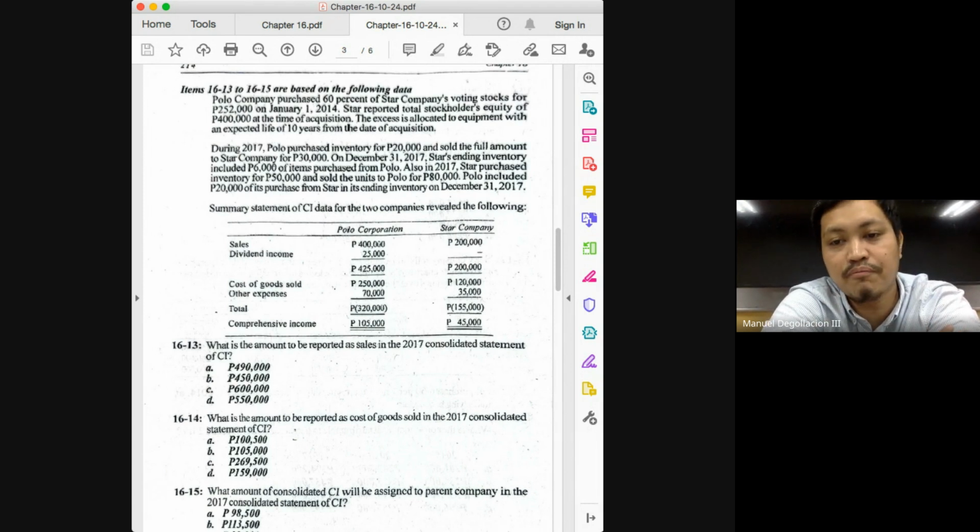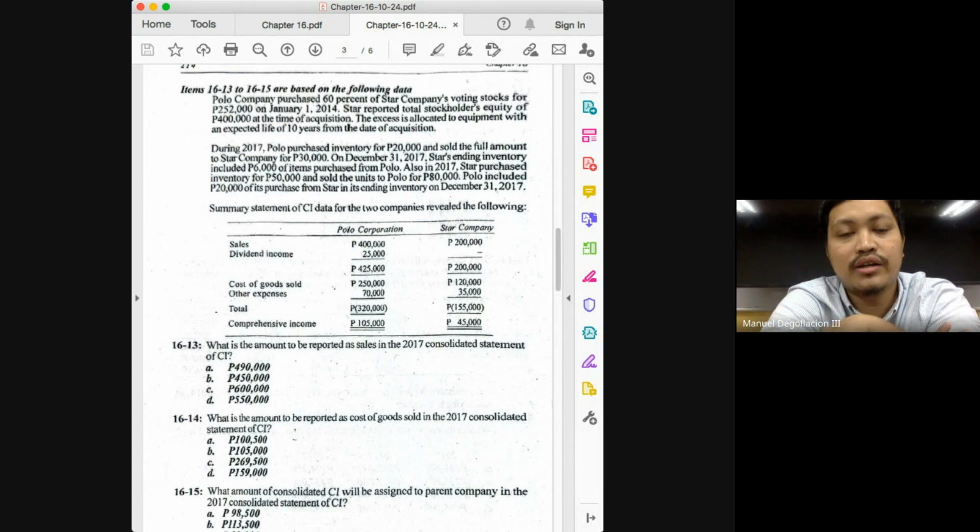So 37.5% multiplied by the ending. How much was the ending, class? 20. 37.5% times 20,000 will give you how much? 7,500. Is that correct? 7,500. This is markup on ending, class. Again, opposite treatment for income, class. Very important. Please don't get confused.